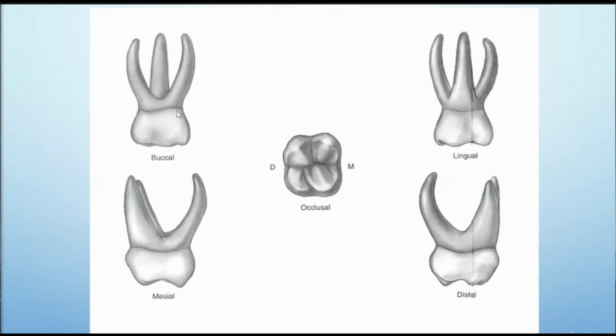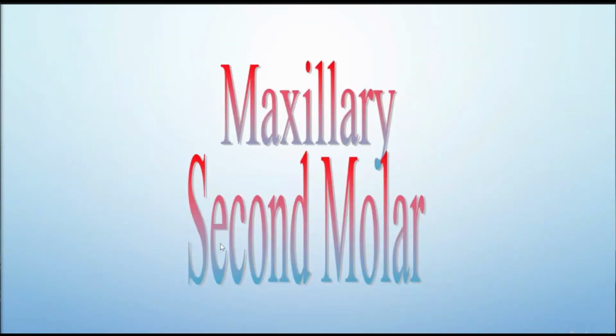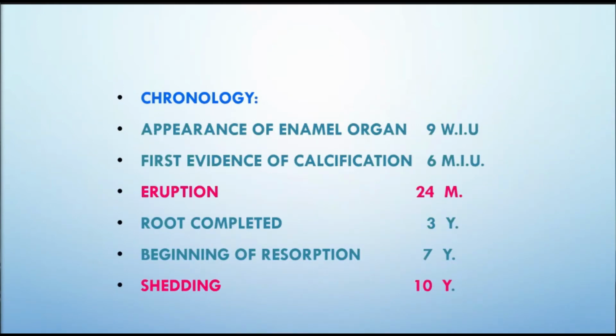Here you see the buccal surface, lingual surface, mesial surface, distal surface, and this is the occlusal surface. Actually, I'm not sure. Maybe this should be the distal surface, and this should be the mesial surface. The mesial surface shows the distal root, and here the distal surface shows the mesial root also. Anyway, maxillary second molar. Chronology.